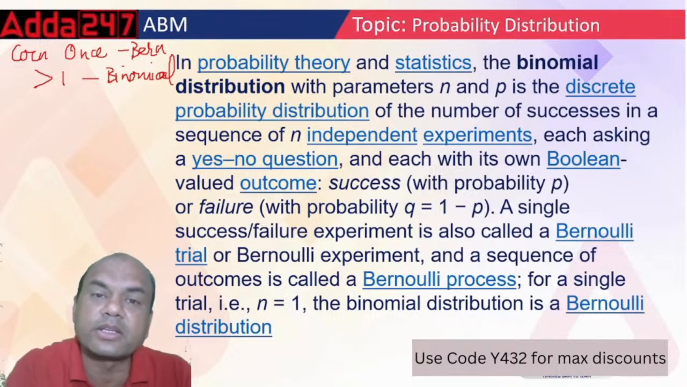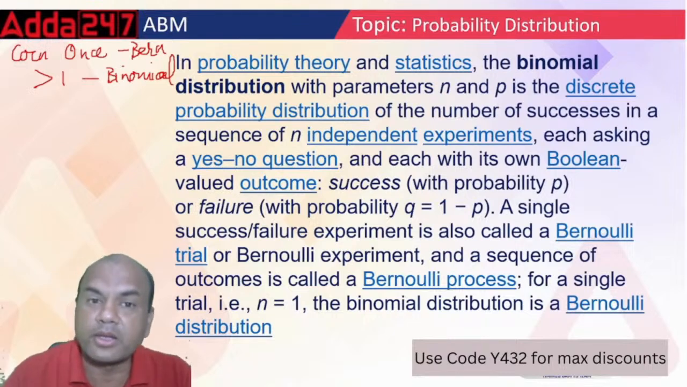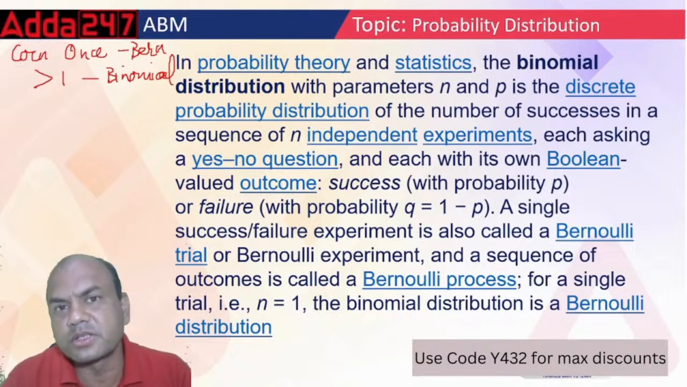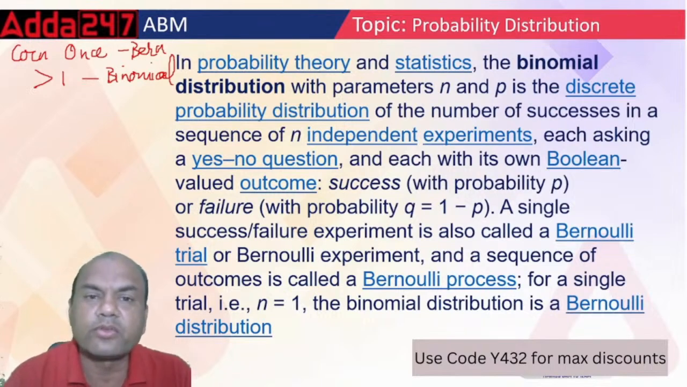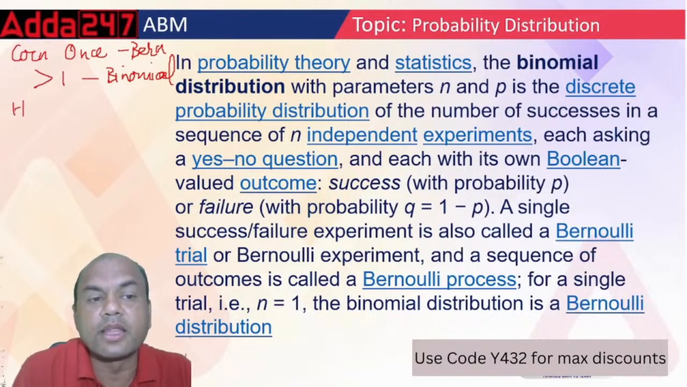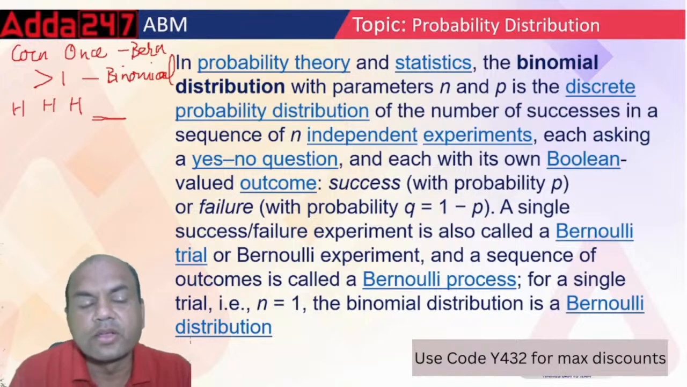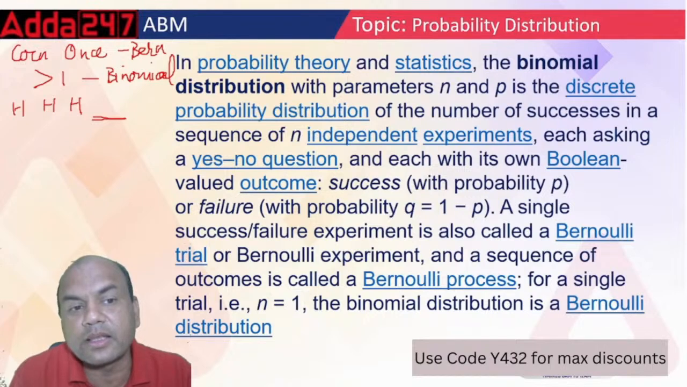Each trial has its own head or tail, right? So that is binomial. Suppose I ask you one question: I am tossing a coin 5 times. One time I got head, then again I got head the second time, third time also I got head. Everyone, type in the comment section. 3 times I have got a head. Now fourth time, can you guarantee me that I'll get a head again?